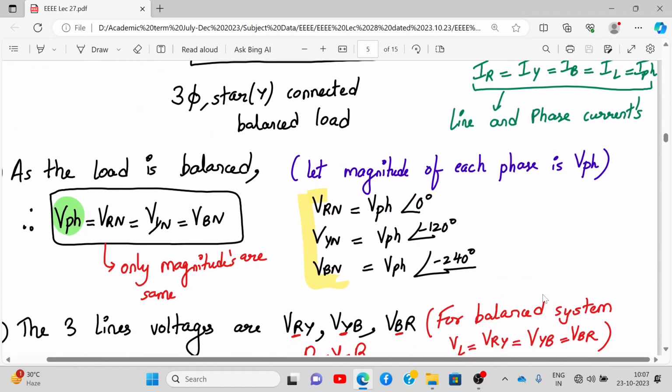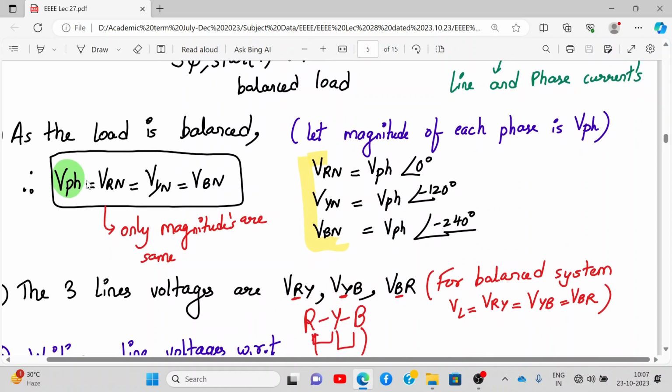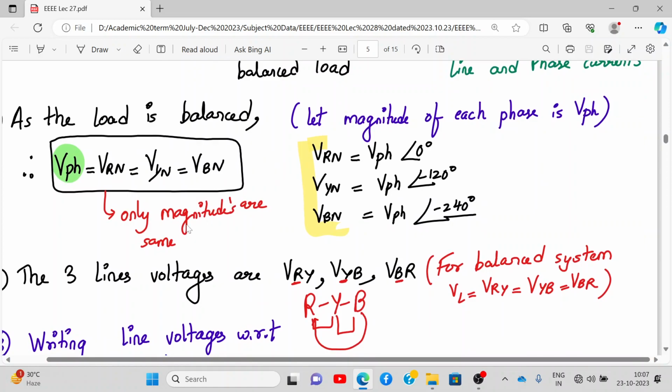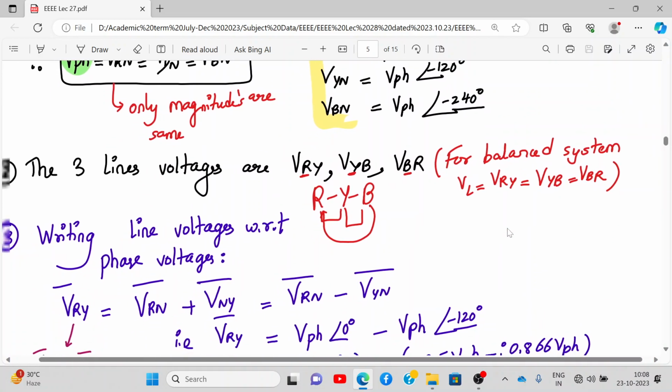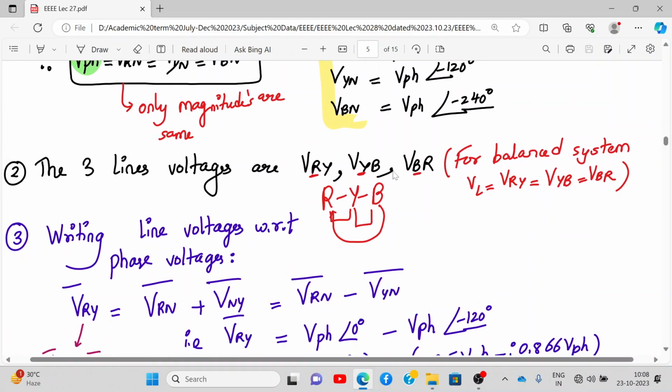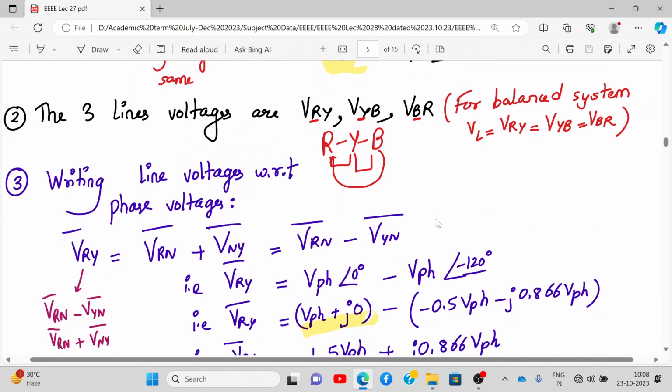Then we have said that as the load is balanced, we can write V phase: VRN is equal to VYN is equal to VBN. I think we have revised this topic before and written this equation. So only the magnitudes are the same, but how do they differ from each other? They differ from each other by 120 degrees. So VRN is V phase angle 0 degree, VYN is V phase angle minus 120 degrees, and VBN is V phase angle minus 240 degrees. Got it? The three line voltages are VRY, VYB, and VBR, and all are the same in magnitude.